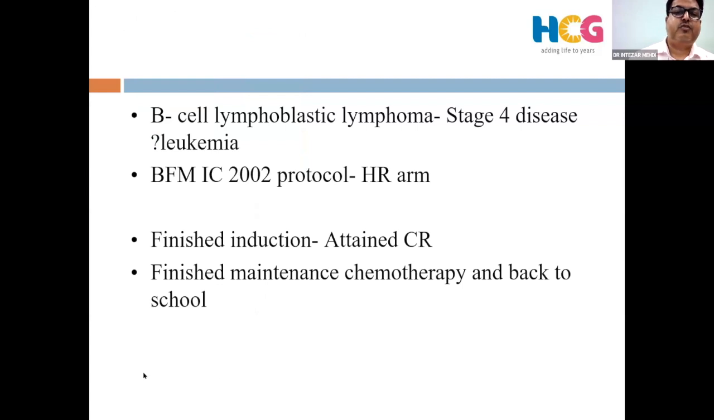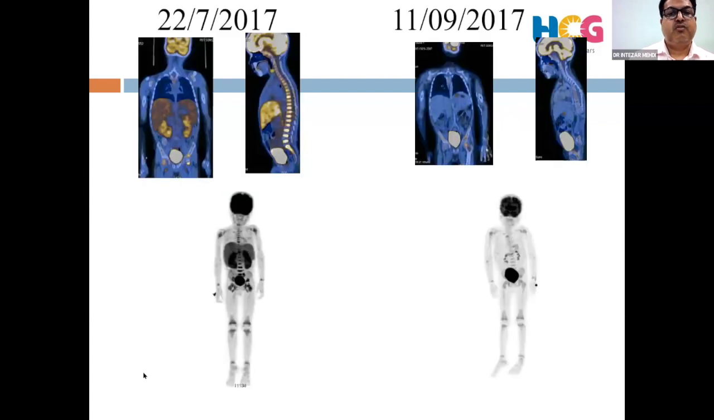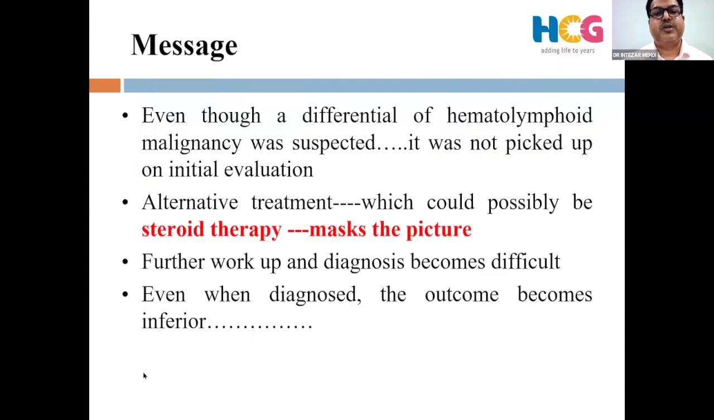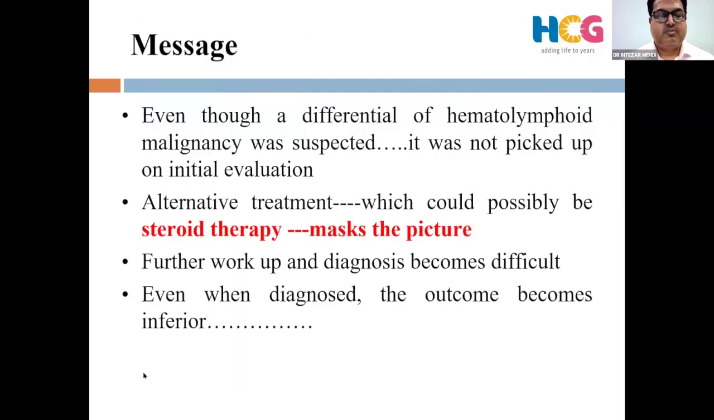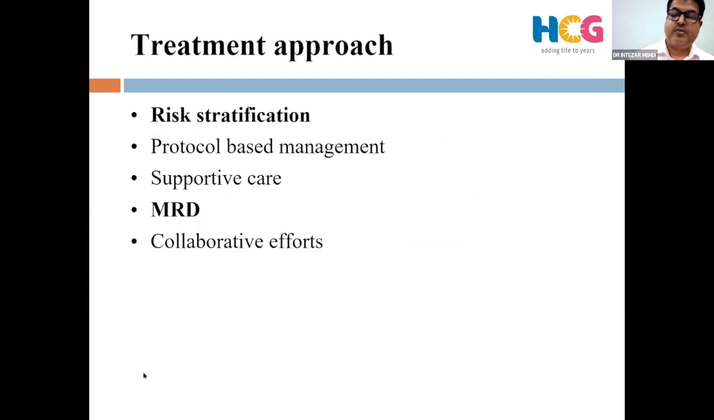We treated the patient like a B-cell lymphoma stage 4 with a BFM-based protocol and HRM. Finished treatment, back to school, doing well, no issues at all. And you can see the PET scan showing fantastic clearance in just about 6 weeks' time post-induction. So this case highlights the need that even though a differential of hematolymphoid malignancy was suspected, it was not picked up on initial evaluation. Alternative treatments, especially steroids, may mask the picture, and even when diagnosed, the outcomes may become inferior.